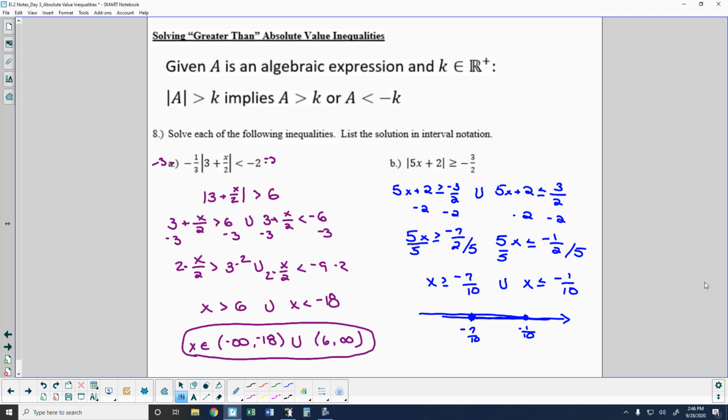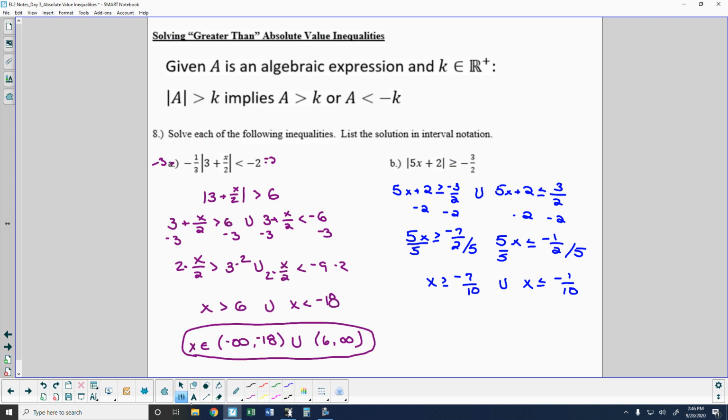So what we can see is this is an "or," not an "and." So we're not looking for overlapping. We're looking for anything that's covered. And so this expression covered everything to the right of and including negative 7/10. This covered everything to the left of and including negative 1/10. So in our graph, we're covering everything.